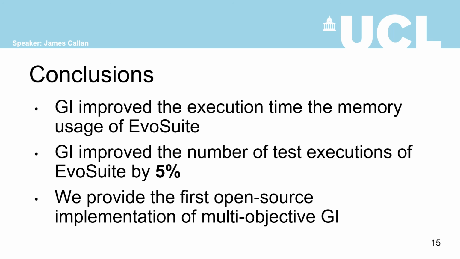We also provide the first open source implementation of a multi-objective algorithm for genetic improvement. The implementation of NSGA2 is now available through the GIN Genetic Improvement in No Time framework for anyone to use, whether they want to apply it to their own programs to improve their memory usage and their execution time, or whether they want to reproduce the work from this paper.